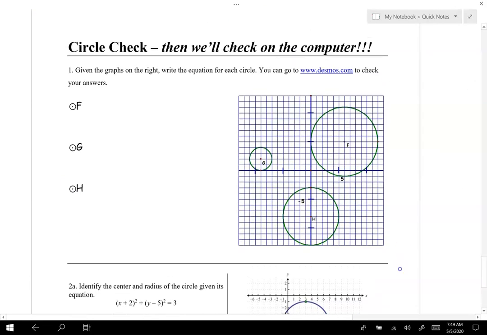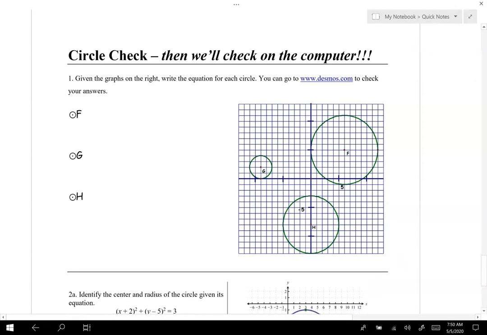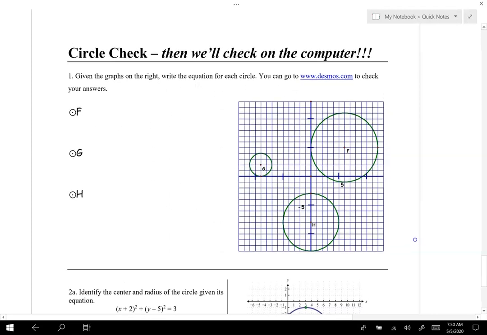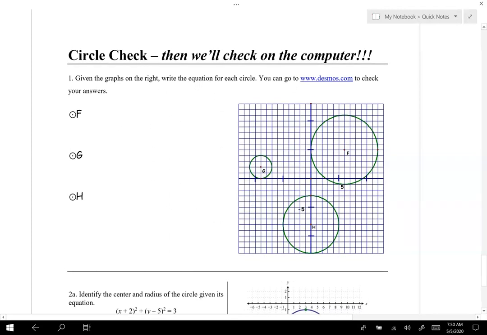All right, it's just this page left. Given the graphs to the right, write the equation for each circle. You can go to Desmos.com to check your answers. All right, pause here, try it out, and then you can check with me.